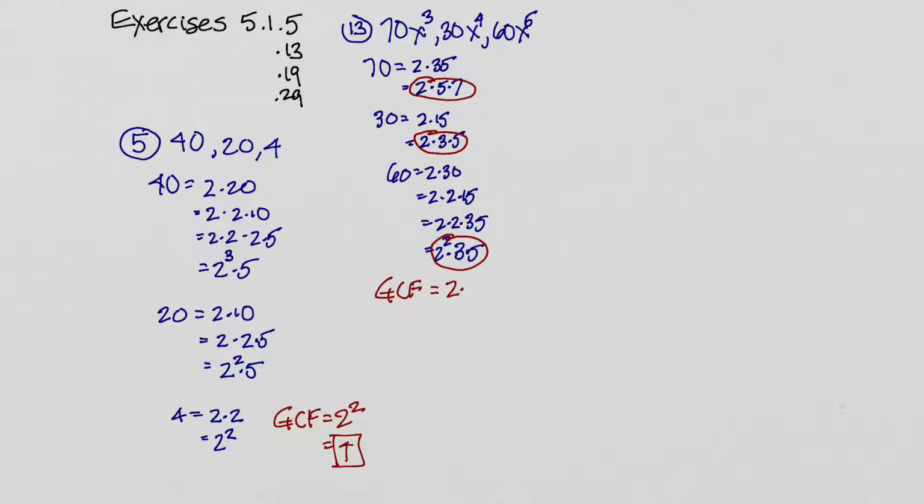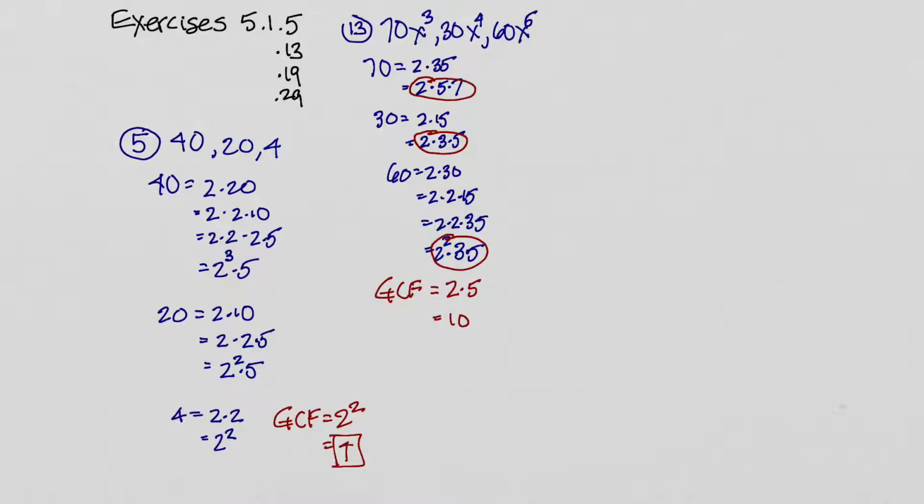And the 5 is common, isn't it? We've got 5 here, here, and here. So we're going to have 2 times 5. But now this 7 appears here, but not here or here. So the greatest common factor is going to be 2 times 5, which is 10. You may be able just to see this: what's the biggest number that's going to go into all of these? It's 10. Now that's for the numerical parts.